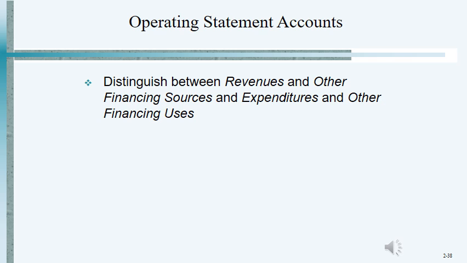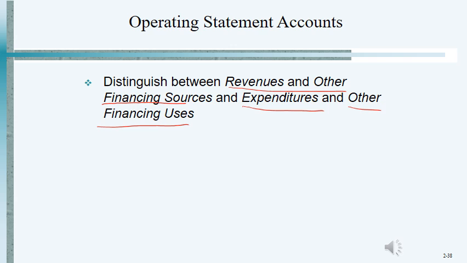Okay, all right, so let's take a look now. We've understood something about our balance sheet for our governmental funds. Let's take a look at our operating statement, our statement of revenues, expenditures, and changes in fund balance. Okay, and we see that we're going to be understanding revenues and other financing sources, expenditures, and other financing uses.